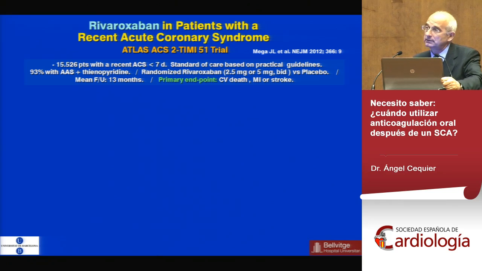El estudio concluyó que la adición de apixaban al doble tratamiento antiplaquetario después de un síndrome coronario agudo no estaba claramente justificada. El rivaroxaban, en un estudio de fase 2, el ATLAS ACS 2-TIMI 51, ha sido evaluado también en pacientes con un síndrome coronario agudo reciente. Este estudio tiene aspectos positivos, por lo cual quizás vamos a detenernos un poco. Más de 15.000 pacientes, también un porcentaje muy elevado de ellos tratados simultáneamente con aspirina más tienopiridina, fueron randomizados a dos dosis de rivaroxaban, 2,5 miligramos o 5 miligramos dos veces al día. Estas dosis son marcadamente inferiores a las dosis utilizadas en el estudio de fibrilación auricular.